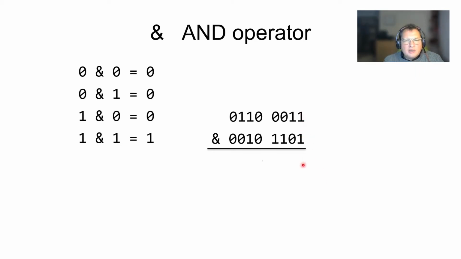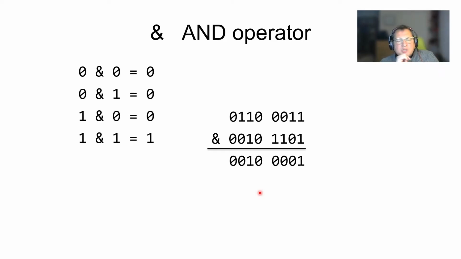1 and 1 is 1. 1 and 0 is 0. 0 and 1, sorry, is 0. 0 and 1 is 0. 0 and 0 is 0. 1 and 1 is 1. 1 and 0 is 0, and 0 and 0 is 0. So this is how bitwise operations are performed.